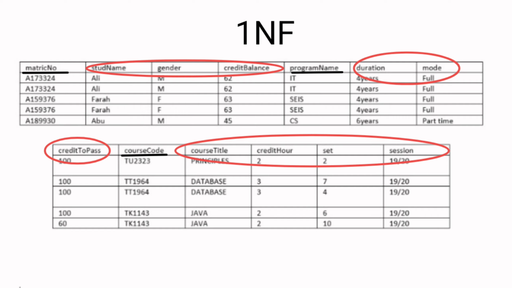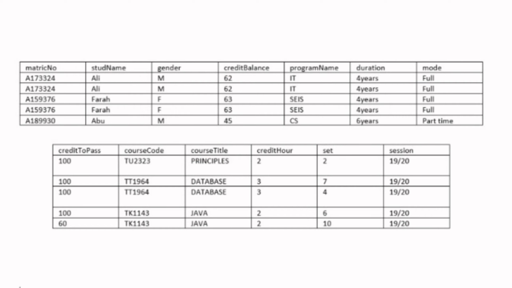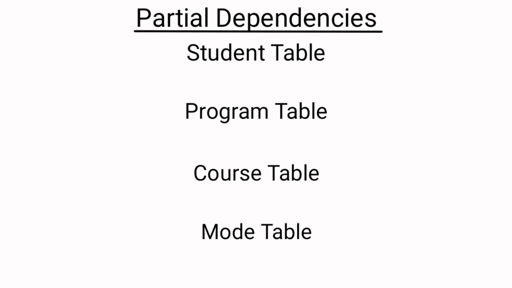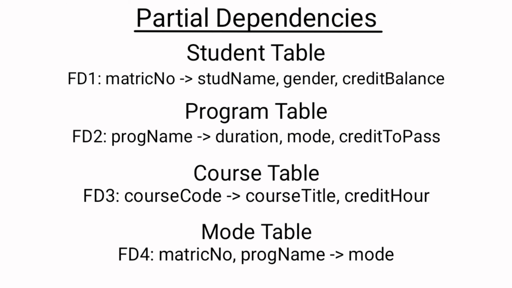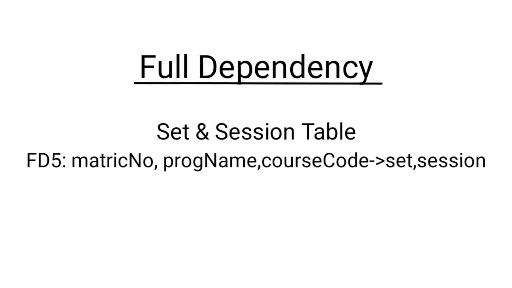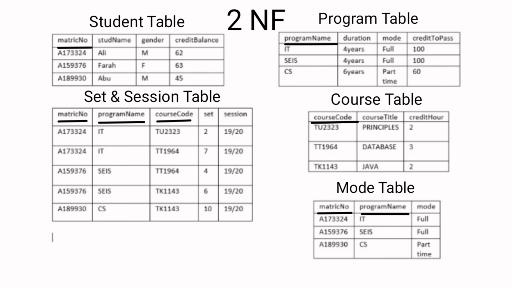We will obtain 5 tables from this process. Student table, program table, course table, and mode table are all partial dependencies. We could refer to them from the list of functional dependencies previously and move them into another table, while the set initialization table has a full dependency relation. The overview will look like this.